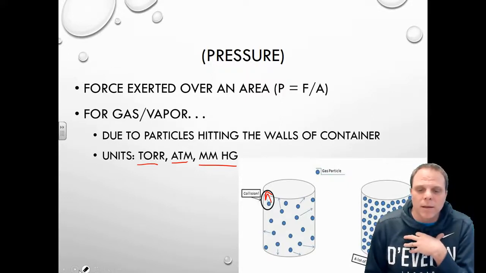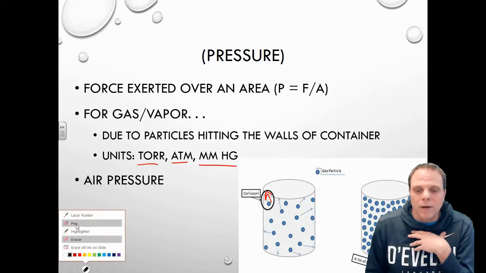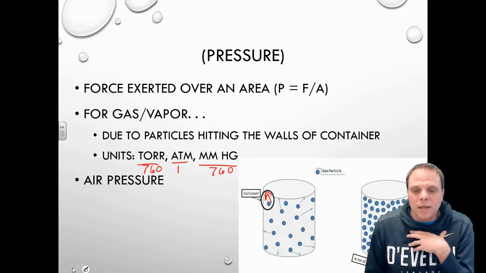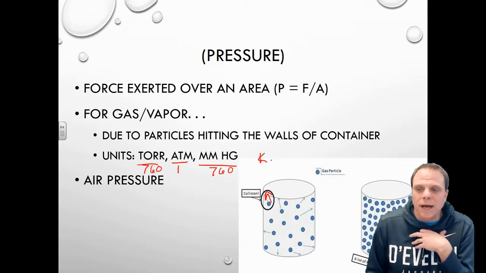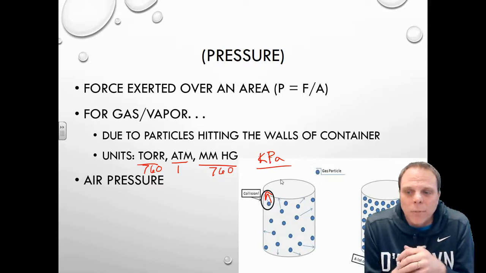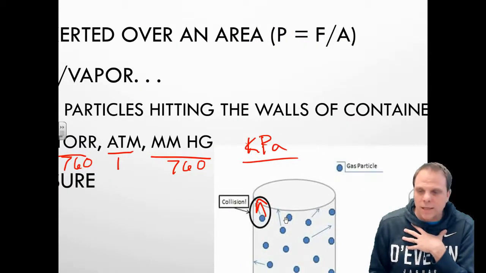Torr and millimeters of mercury basically end up having the same type of numbers. 760 torr, believe it or not, is equal to 760 millimeters of mercury, which is equal to 1 atmosphere. But typically in the SI system, we actually use something else. In the SI system, we use kilopascals, okay? So we'll say kPa, kilopascals is the typical measurement that we use for pressure in the SI system. So we can measure air pressure by looking at how many collisions these particles have.